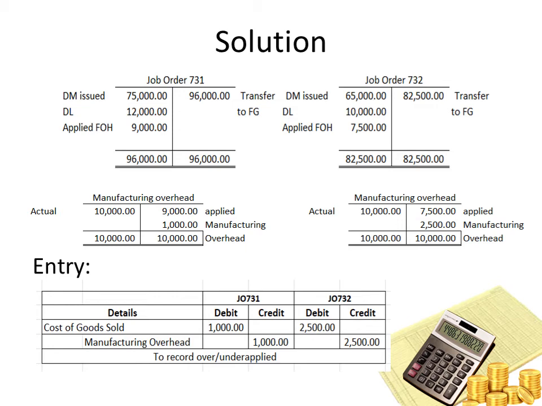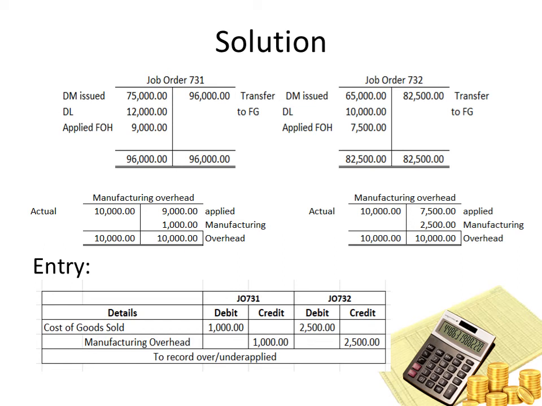Now we try applied because we said that overhead can be applied or actual. So for this one, we only have direct material. You see? So direct material issued for 731 is 75,000. We eliminate the indirect material and indirect labor because we use the applied overhead at the rate of 0.75 per direct labor. So 12,000 times 0.75, that's now 9,000. So job order 731 has a total cost now of 96,000. That will later be transferred to our finished goods or cost of goods sold.